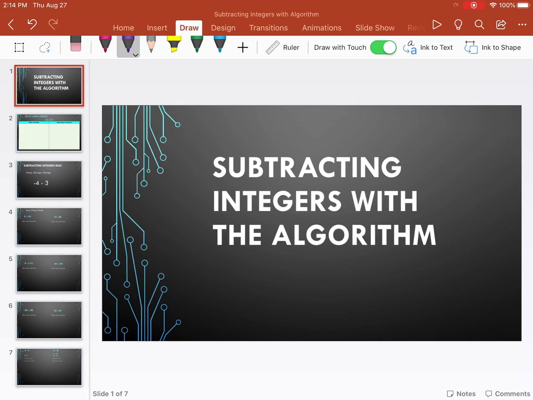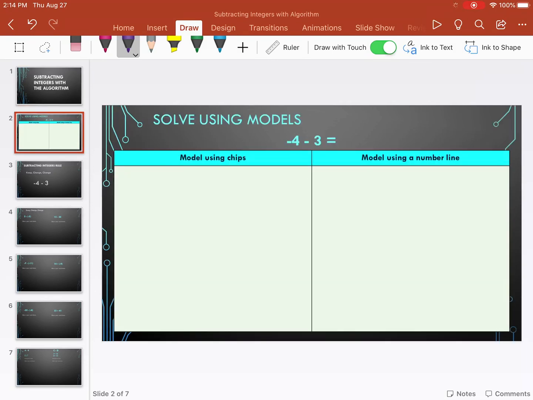We are subtracting integers with the algorithm today. So first let's review how to do that with our two models. So I have -4 minus 3. I'm going to start with my first number, which was 4 negatives. And then I'm subtracting a positive 3. Right now I don't have any positives, so I'm going to add 3 positives.